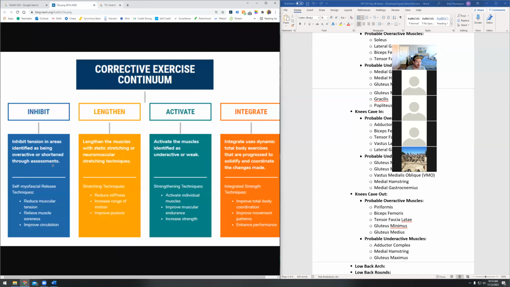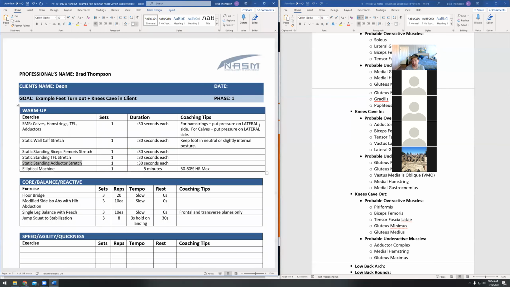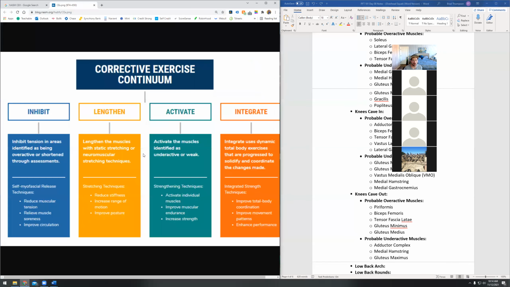And then finally, we are going to throw our client onto the elliptical. So that right there is going to loosen up all of those muscles that are turning my feet out and caving my knees in, right? Now that's half the equation. We have gone through the inhibition, we've gone through the lengthening. Now we need to look at the activating. So we need to turn on our underactive muscles.